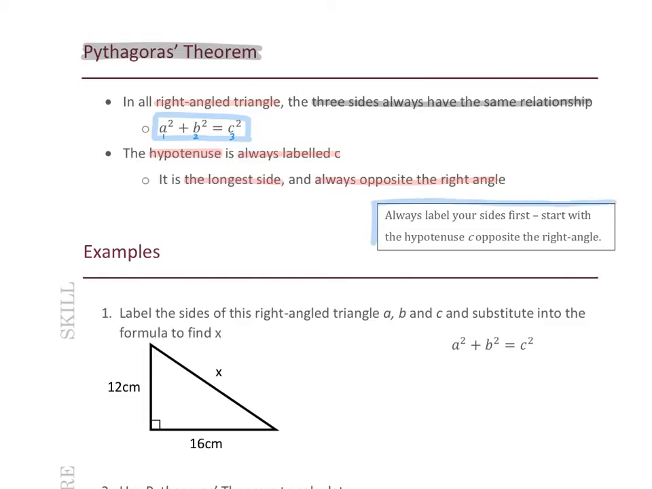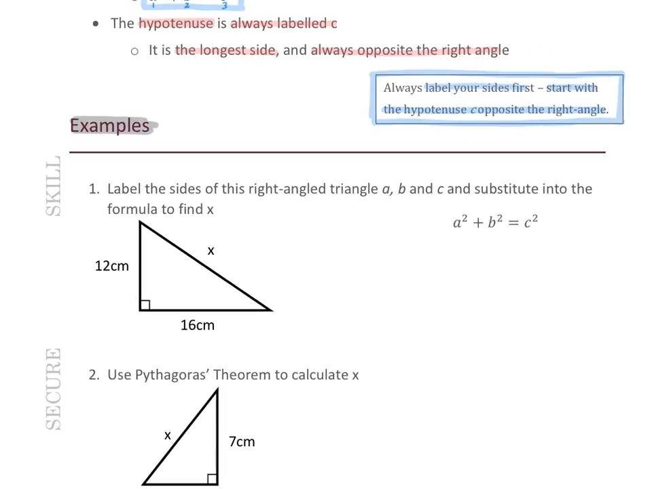This little blue box is really helpful: always label your sides first, start with the hypotenuse c, which is opposite the right angle. So in our examples, that's the first thing we're going to do. We'll move on to our examples and refer back to the notes if we need them. Question 1 says, label the sides of this right angled triangle a, b and c, and substitute into the formula to find x. What we said is always label your sides first, start with the hypotenuse.